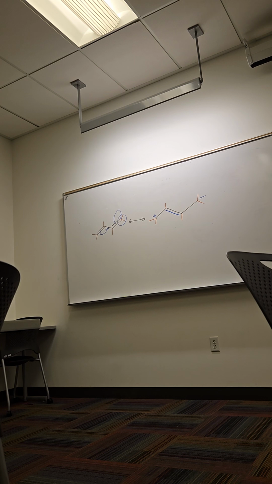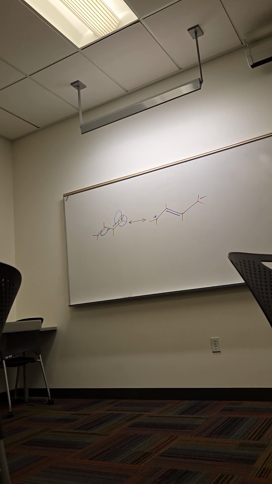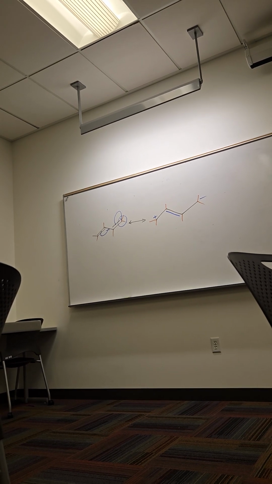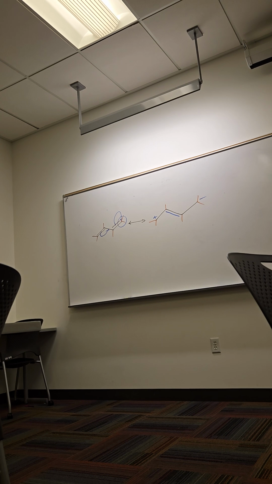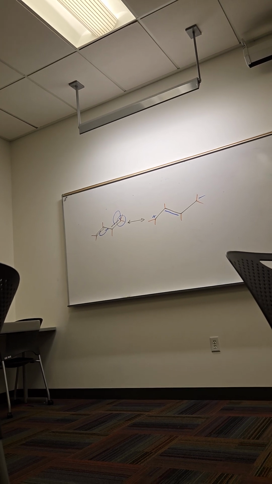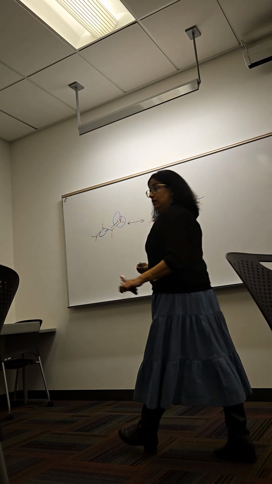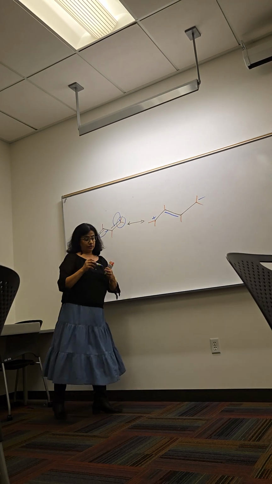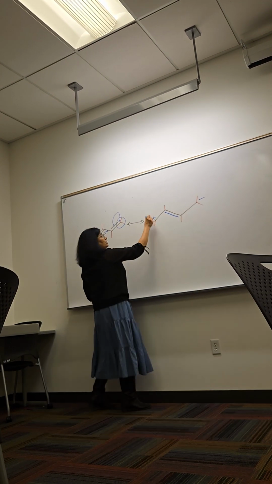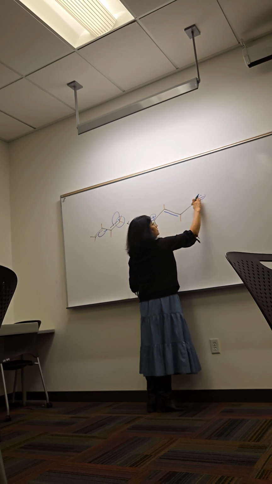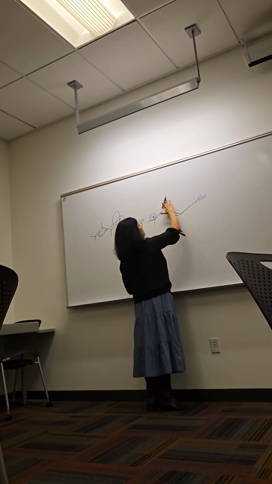The only difference that exists between resonance structures is the positioning of the electrons in p orbitals. The sigma skeleton does not change. The positions of atoms do not change. Okay, so these are resonance structures. Do either structure exist? No, they don't.